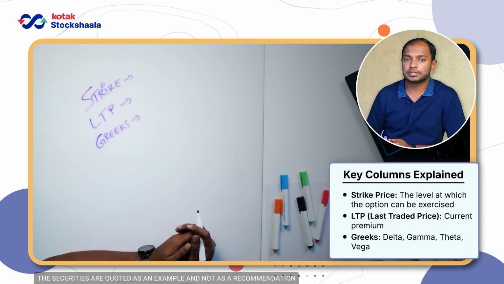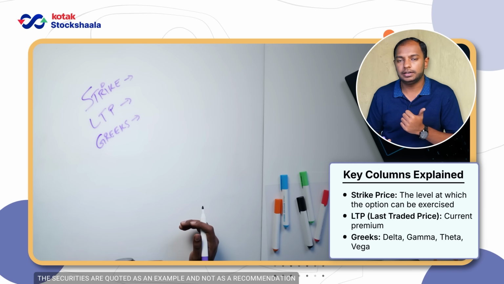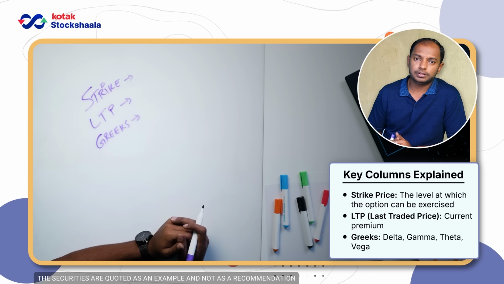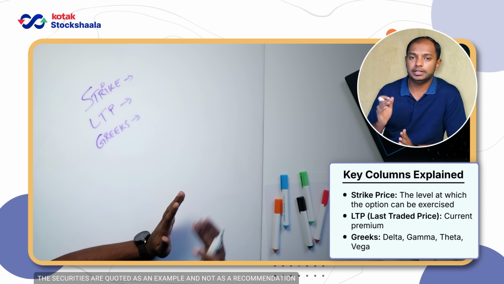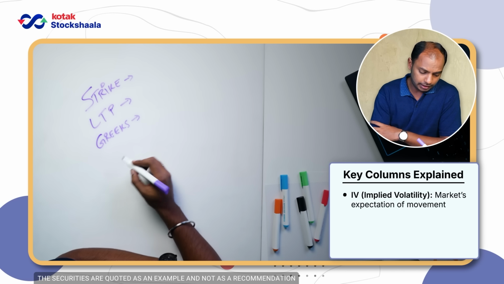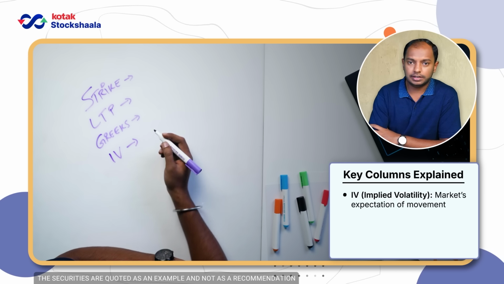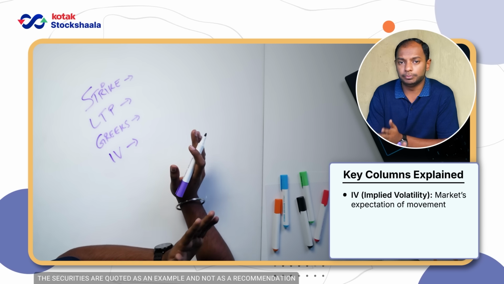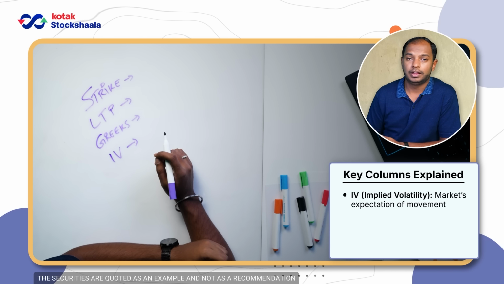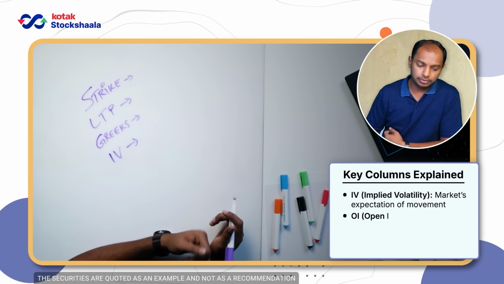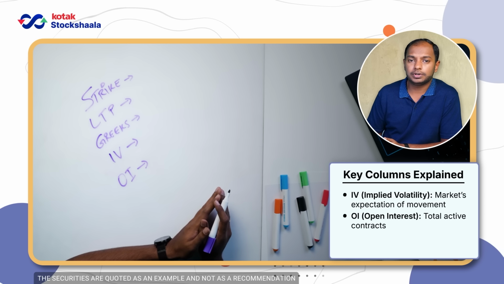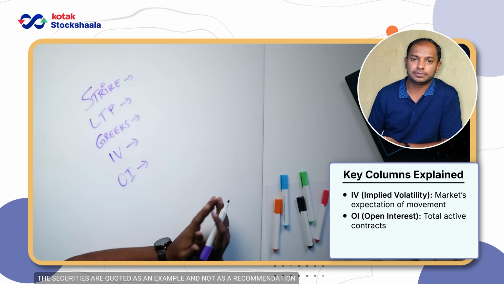Earlier, we have discussed the 4 different Greeks, that is delta, gamma, theta, as well as Vega. You will also be able to see the various Greeks for each strike that is available for the underlying asset. We will also find implied volatility, which is basically the market's expectations of movement, or you can call it the level of uncertainty in the market. And finally, you're also going to look at OI, which is called open interest, which means the total active contracts for that specific strike.